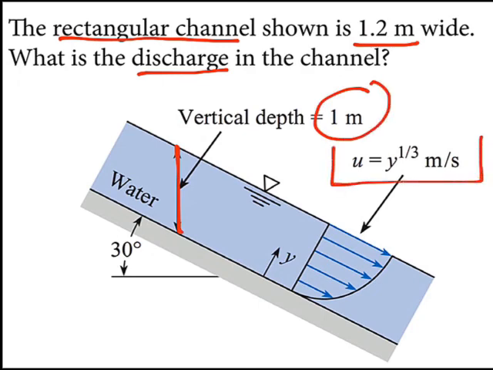The velocity profile is specified. Coordinate y is measured from the wall. The angle is 30 degrees.